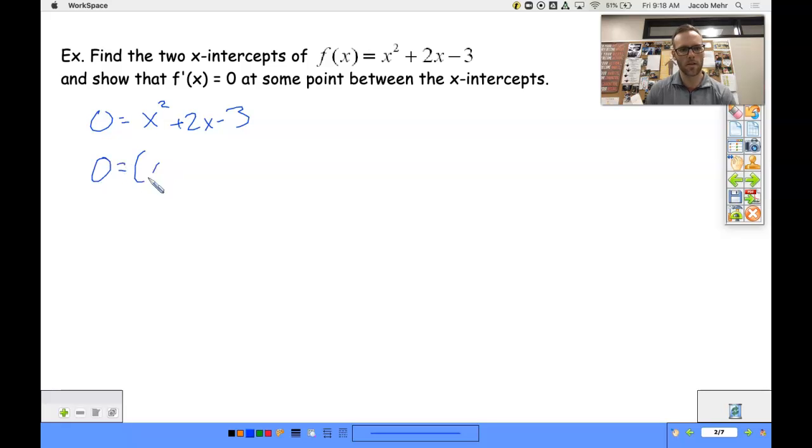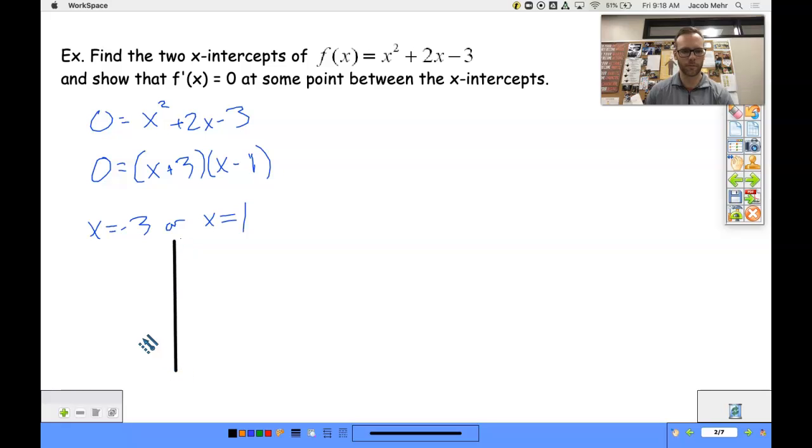I can factor this. Plus 3, minus 1. So the x-intercepts are -3 or 1. So when we're drawing our graph here, here's -3. Here's 1. Okay. We've just set our interval, right?